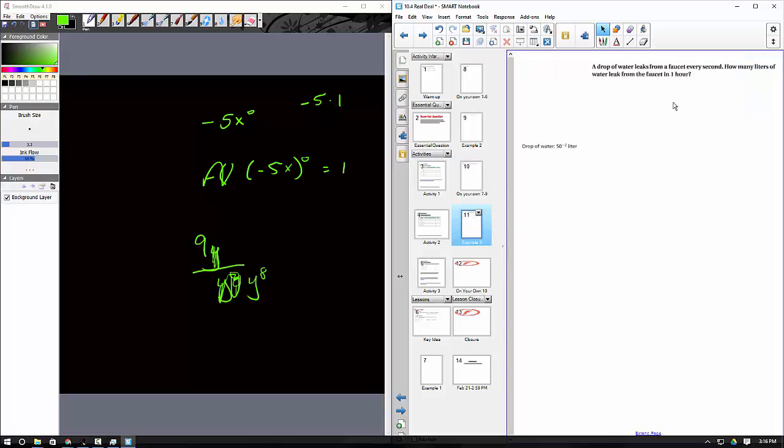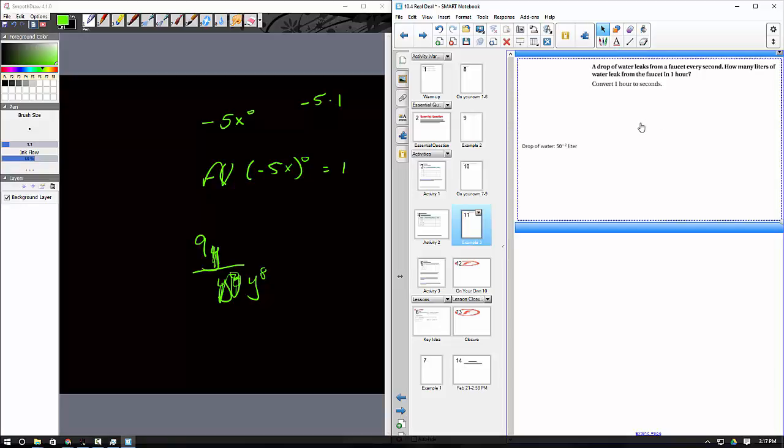Here's another one. This is a trickier one. It says how many drops of water leak from the faucet every second. So I have to figure out for an hour. So I have to first of all figure out how many seconds are in an hour. And if I do 60 times 60, I get 3,600. So it's 3,600 times 50 to the negative second, which is really 1 over 50 to the second. So it'll look kind of like this.